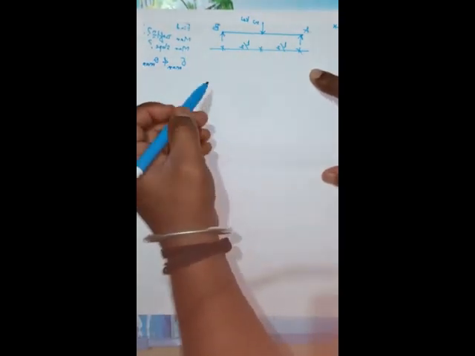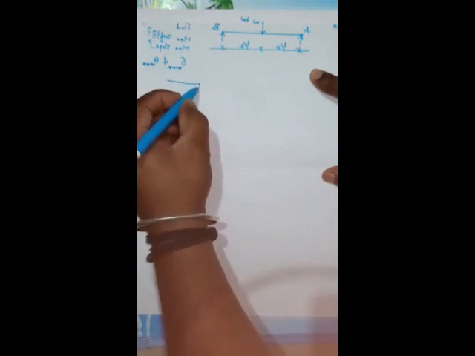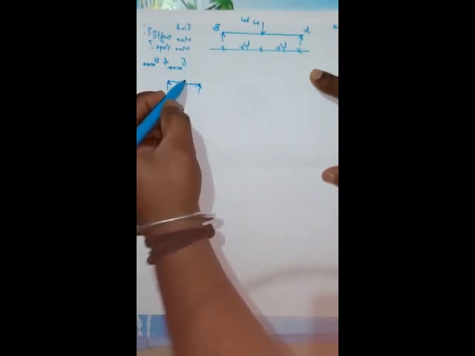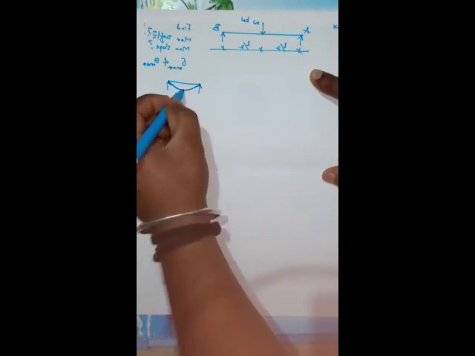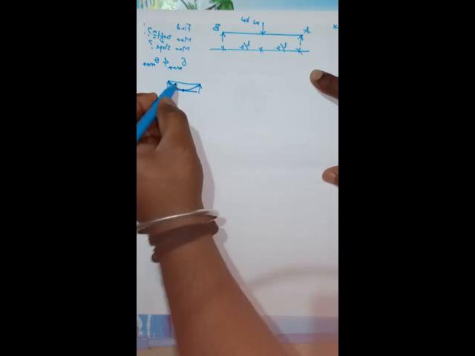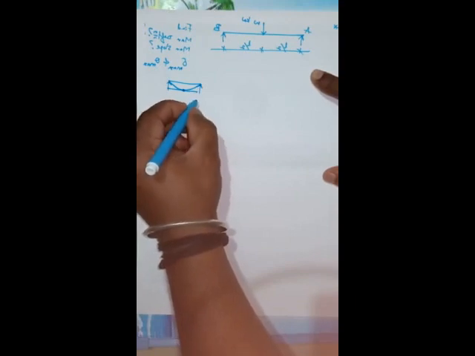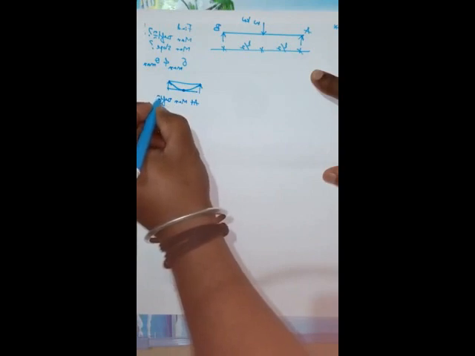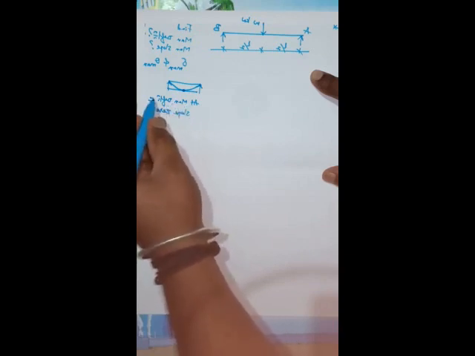First you need to understand where the maximum slope will be and where the maximum deflection will be in the case of a simply supported beam. If you consider a simply supported beam subjected to some type of loading, it may deflect something like this. At the point of maximum deflection, the slope will always be zero, because if I draw a tangent at this particular point, it will be parallel to this line. Because of that, there will not be any slope. This point and this line will not meet. So at the point of maximum deflection, slope is 0.